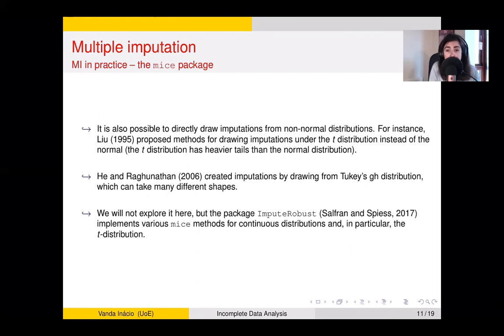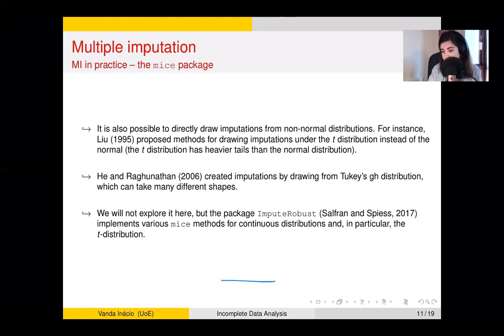And there have been attempts to propose imputation under distributions other than the normal. For instance, Liu in 1995 proposed drawing imputations under the T distribution. The T distribution is also symmetric like the normal, but it has heavier tails. Heavier tails means that we are assigning higher mass in the tail. So for instance, the T depends on the degrees of freedom, right?